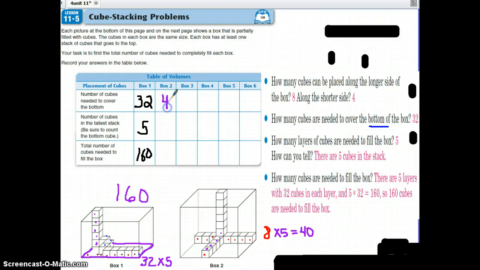What's my tallest stack? Well, there's 1 underneath here, so 1, 2, 3, 4, 5, 6, 7. What is 40 times 7? Well, 4 times 7 is 28, and I have a 0, so it's going to take me 280 to fill the box. Go ahead and finish the rest of them on this page, and then again, check your answers in the answer key.